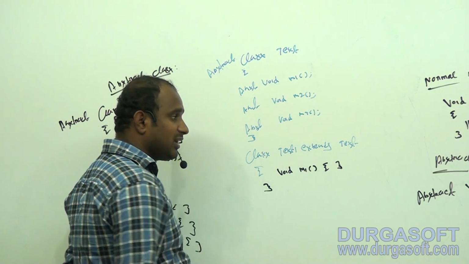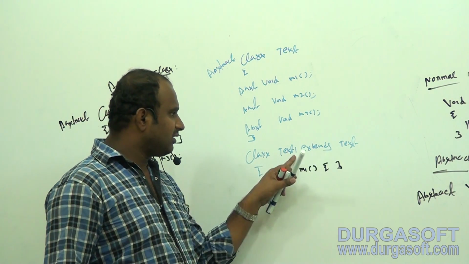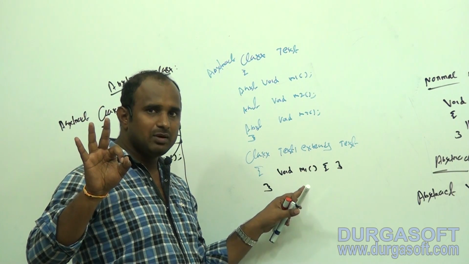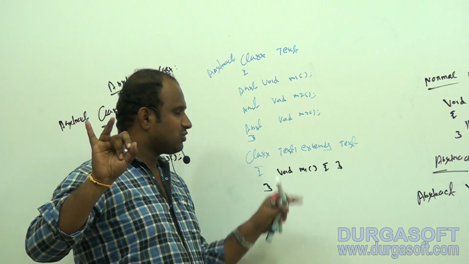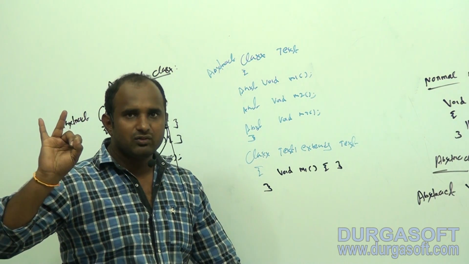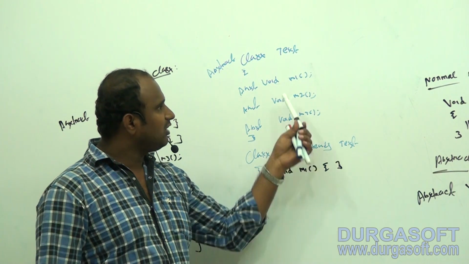Generally tell me, as part of inheritance, Test1 contains how many methods? 3. Out of 3, how many method implementations are completed? Only 1 completed. Now Test1 contains how many abstract methods? Tell me here. 2 abstract methods. What are the 2 abstract methods? m2, m3, right?